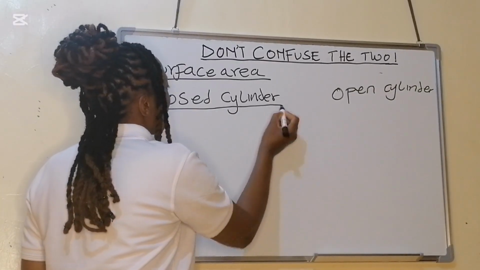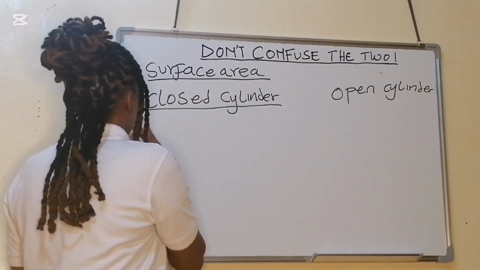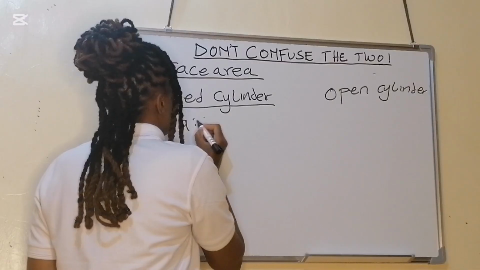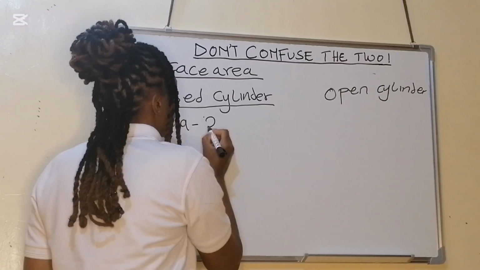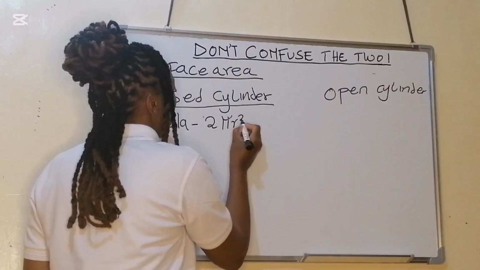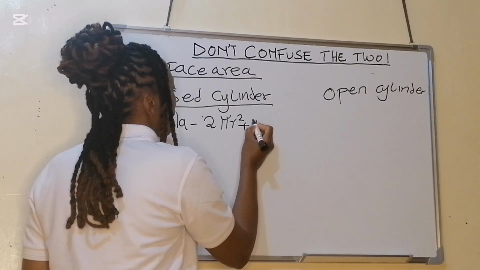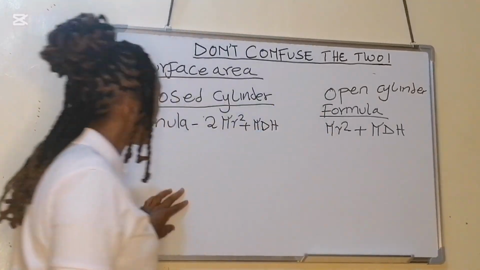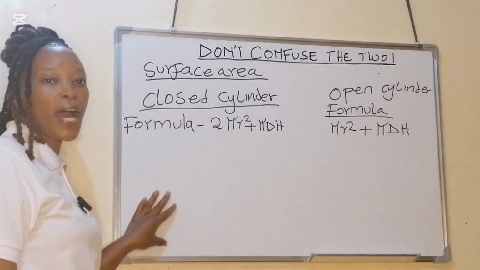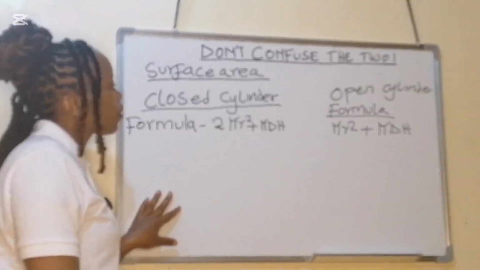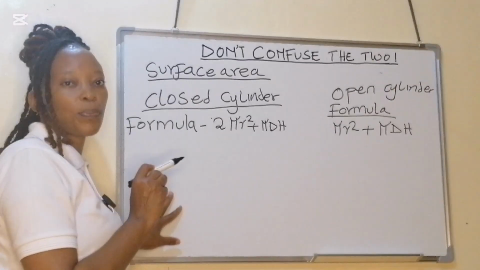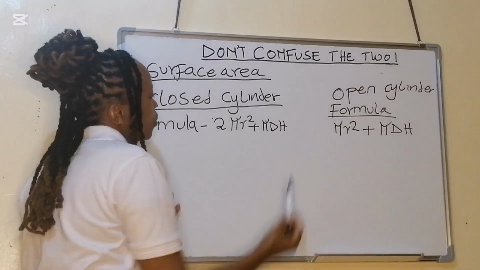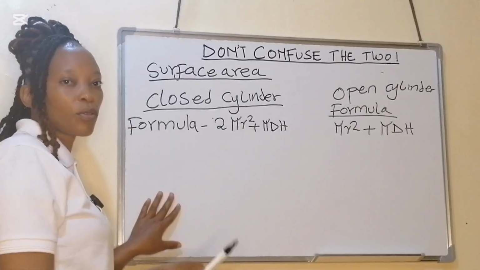Let's write the formula. Surface area of a closed cylinder. Formula is 2 pi r squared plus pi d h. See the difference. The formulas are different. And the reason is that for the open cylinder, we don't have the top circle. So we have only one circle, so we find the area of one circle. Here we have two circles. The cylinder is closed. Okay?